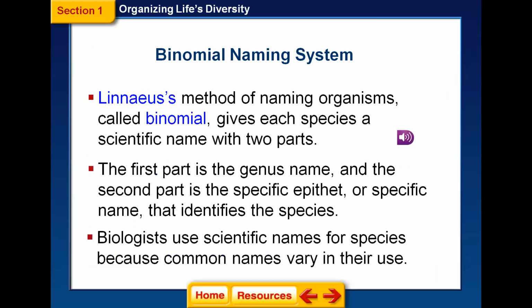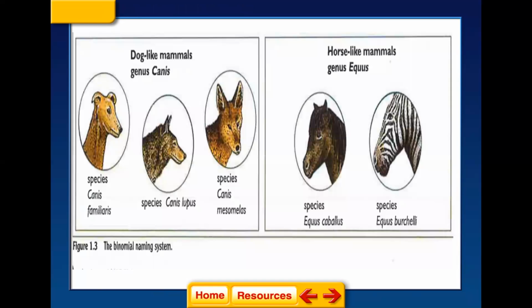A scientist called Linnaeus used a method to name organisms called binomial. He gave each organism a name of two parts. The first part refers to the genus. The second part refers to the species. The first part starts with a capital letter. The second part starts with a lowercase letter. And here are a couple of examples.